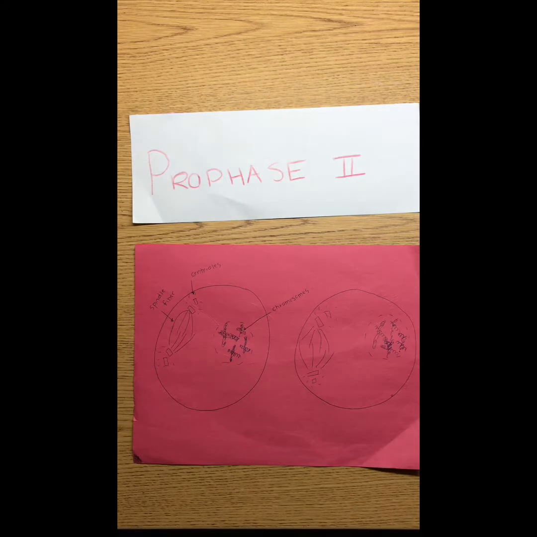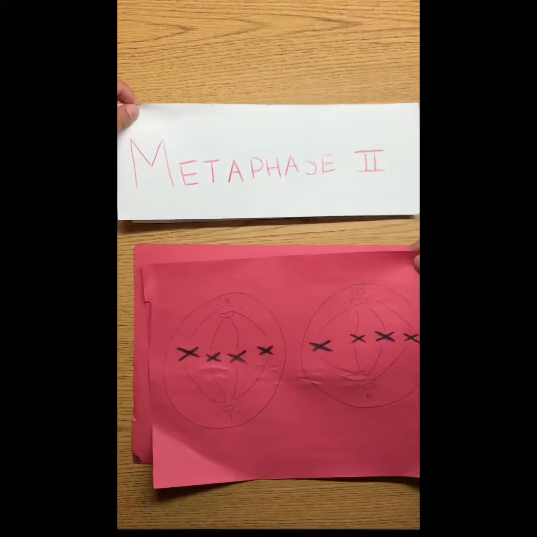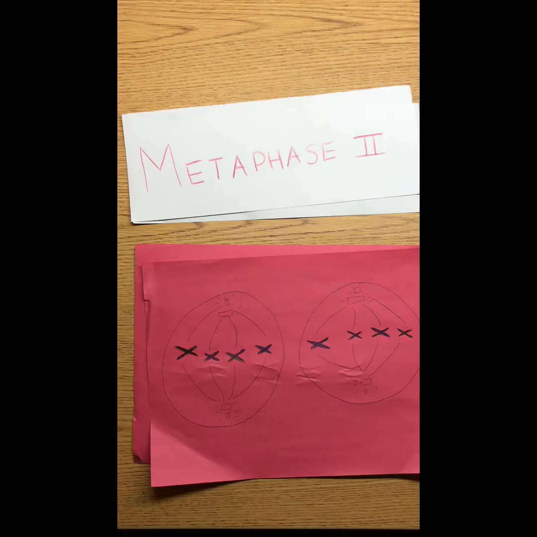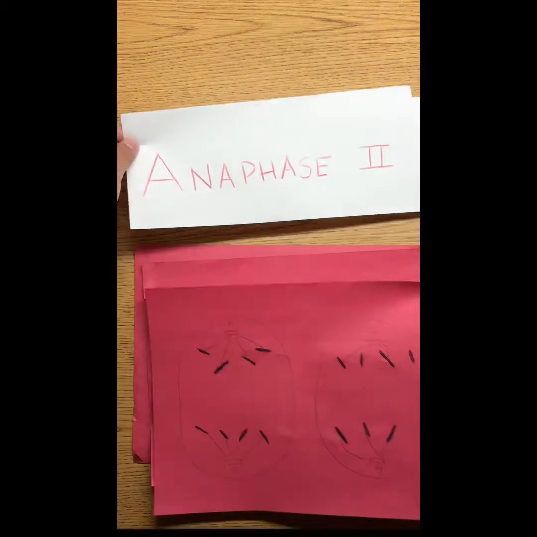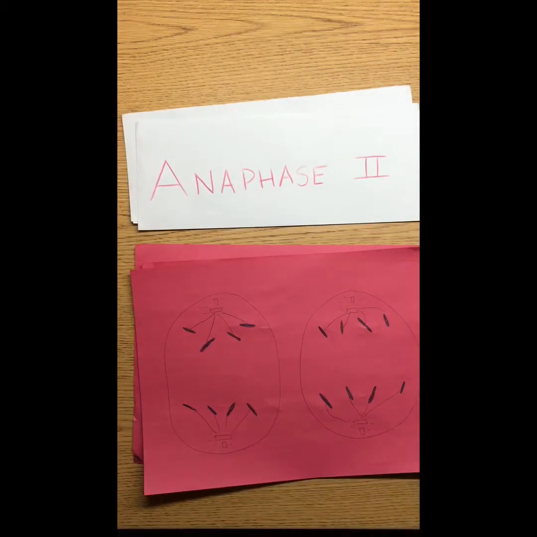Just like any prophase step, the chromosomes condense and the nuclear membrane disappears. Next, we have metaphase 2. This is when all of the chromosomes meet in the middle of the cell's equator. The next step is anaphase 2. During anaphase, the spindle fibers separate the sister chromatids and bring them to each opposite side of the cell.